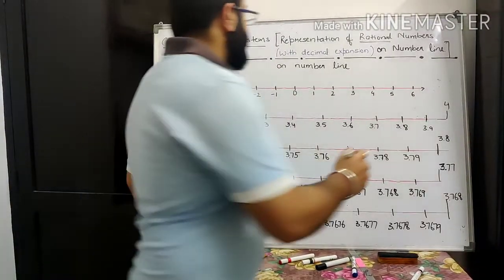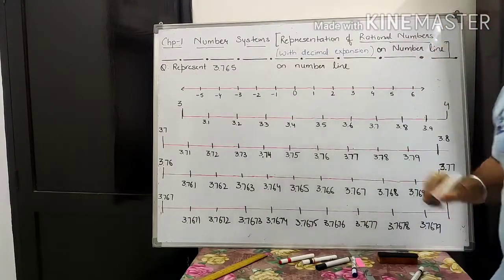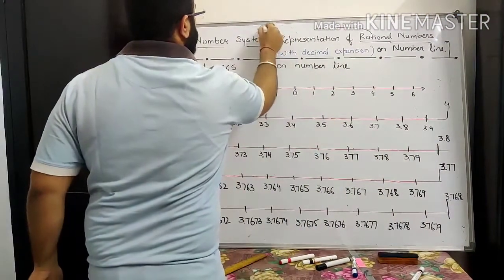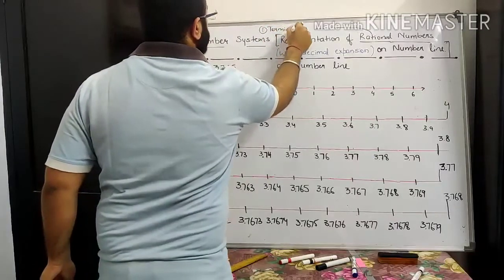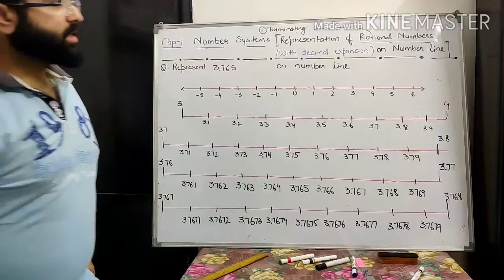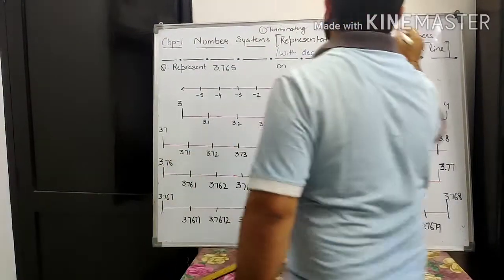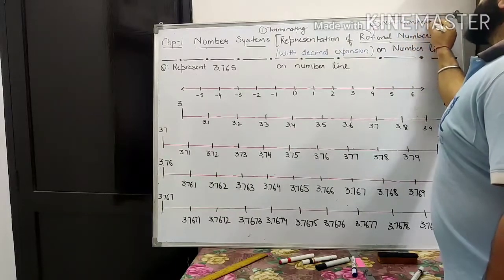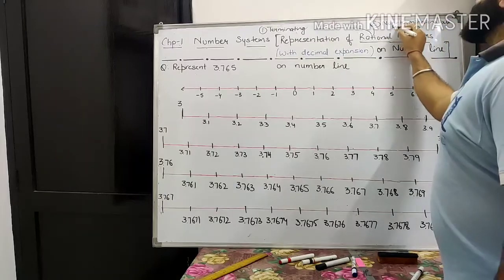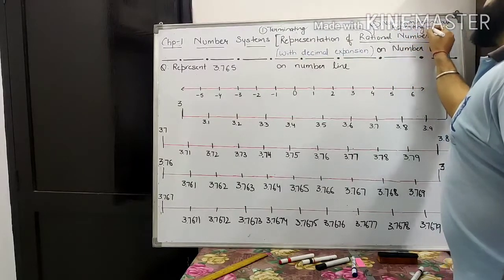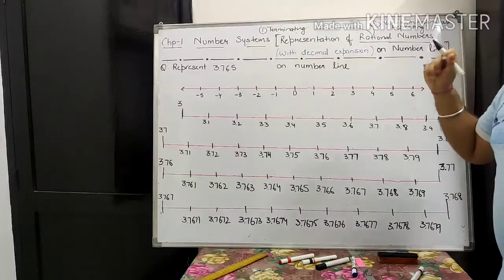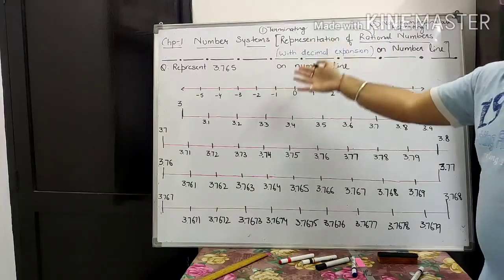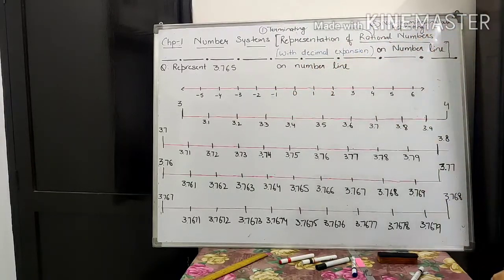So we know that rational numbers have two types of decimal expansion. Number one, terminating decimal expansion, and number two, non-terminating but repeating. So in this section, we are to revise representation of the rational numbers, the decimals, with terminating decimals and non-terminating but repeating decimals.